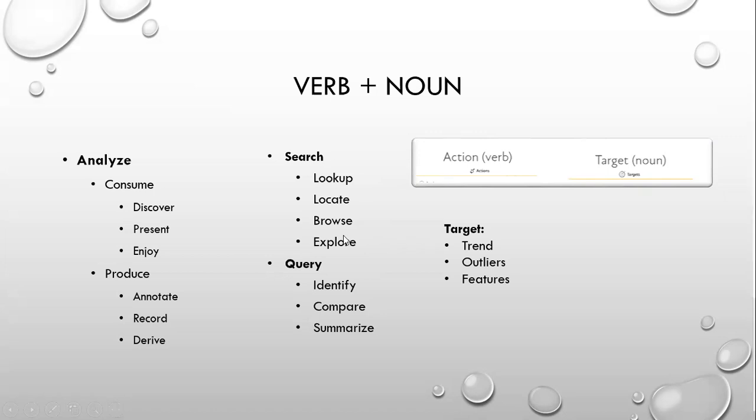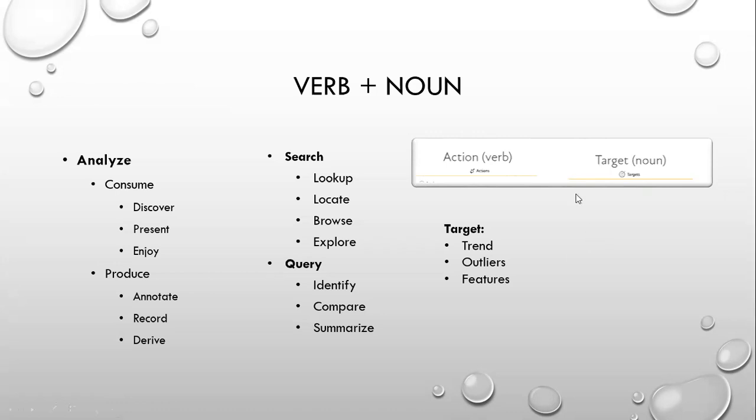Finally, it is the lowest level query. According to the different target, users may identify, compare, or summarize the information they found in the visualization. And I think these three verbs are clear enough, right? Sorry. So compared to the action, the target is simpler.